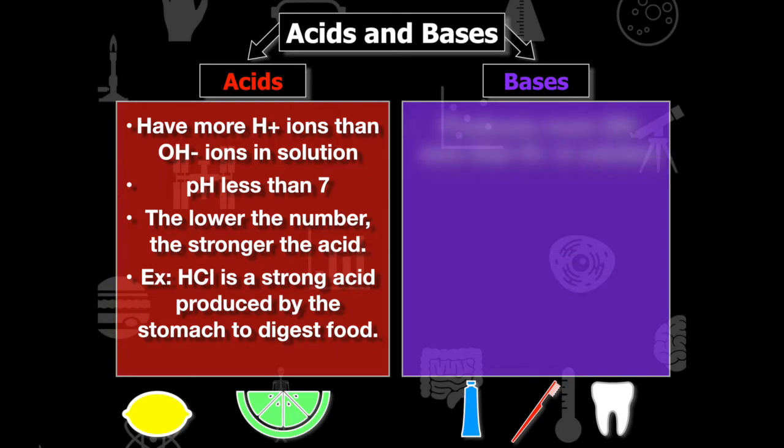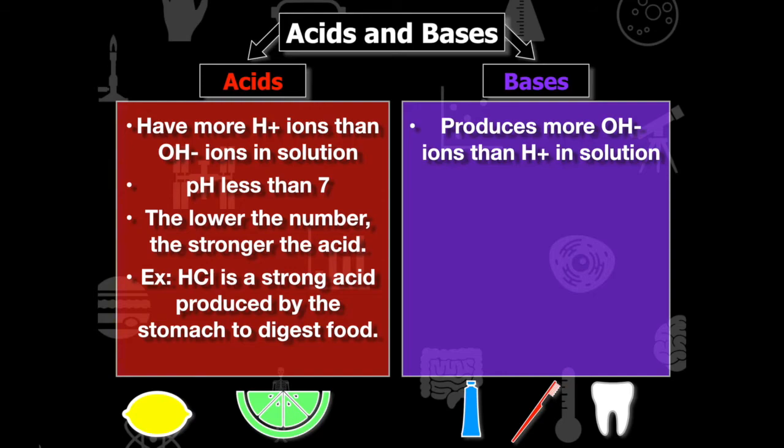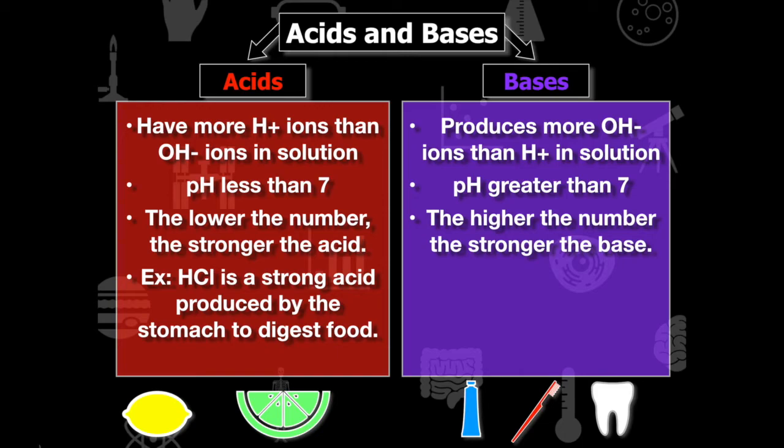Now, bases are different. They produce more OH minus ions in the solution than H plus ions. So a pH greater than 7 is considered basic. The higher the number, the stronger the base. 14 is greater than 13, so something with a pH of 14 is more basic than something with a pH of 13 or 12.